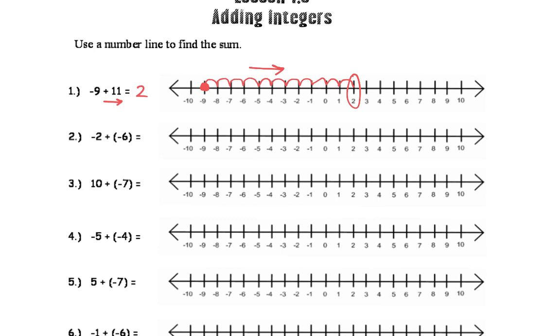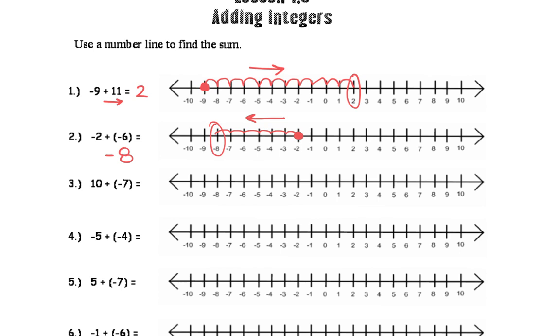Let's try some more. Number 2. This time I'm starting at -2, but I'm adding, which normally means I move right, but I'm adding a negative. And so because it's the opposite, I have to move the opposite way. And so instead of moving to the right, I'm actually going to move to the left. Okay, so this time I'm moving 1, 2, 3, 4, 5, 6 spots to the left, and I end up with -8. So again, if you add a positive, you move to the right. If you're adding a negative, because it's the opposite, you have to move the opposite way and actually move to the left.